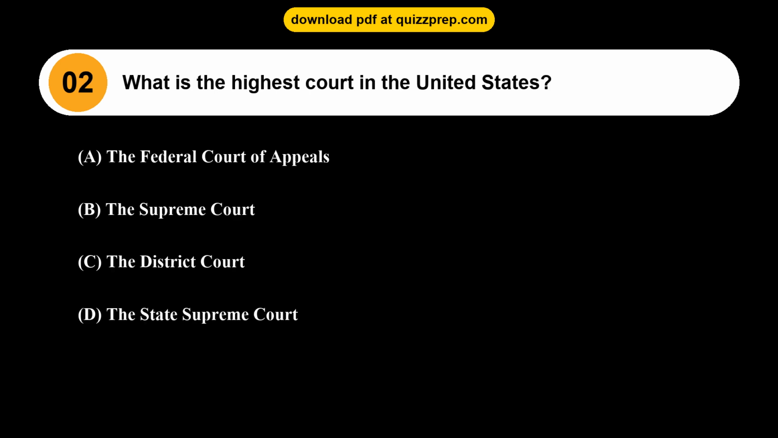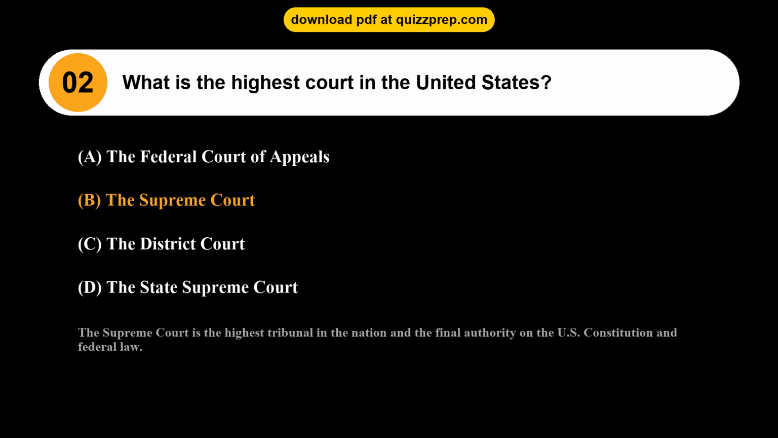Question 2. What is the highest court in the United States? Option A, the Federal Court of Appeals. Option B, the Supreme Court. Option C, the District Court. Option D, the State Supreme Court. The correct answer is option B, the Supreme Court. The Supreme Court is the highest tribunal in the nation and the final authority on the U.S. Constitution and federal law.